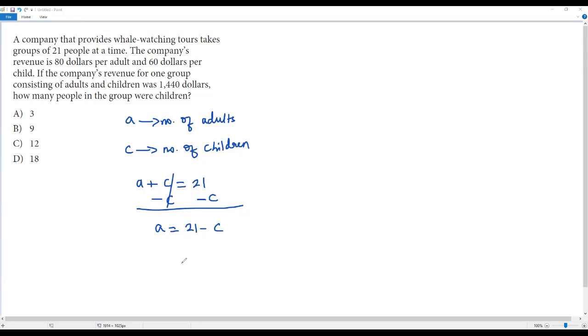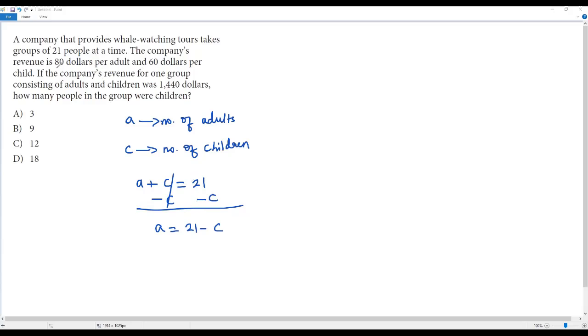Okay, using the other information, I can get one more equation in terms of A and C. There I can plug in 21 - C for A. In that case, I'll be getting an equation only in the variable C. Our aim is to find the number of children in the group. That is, we have to find the value of C. So that's why I've solved for A in terms of C over here. Okay, now let's form the other equation using the second piece of information.